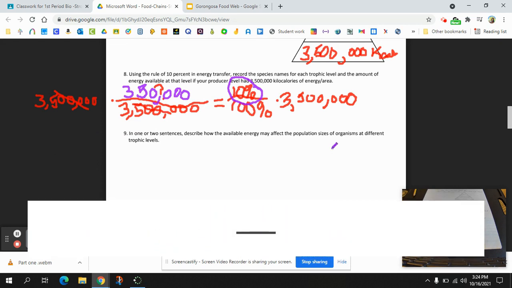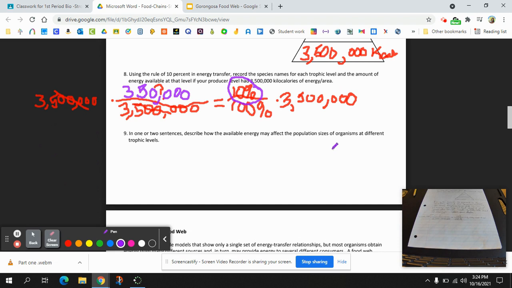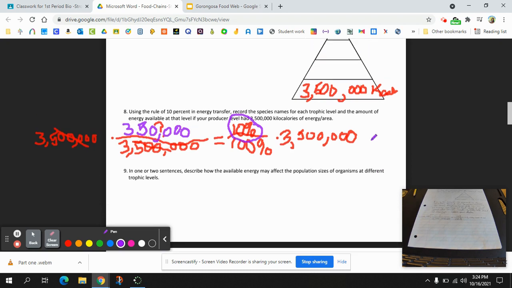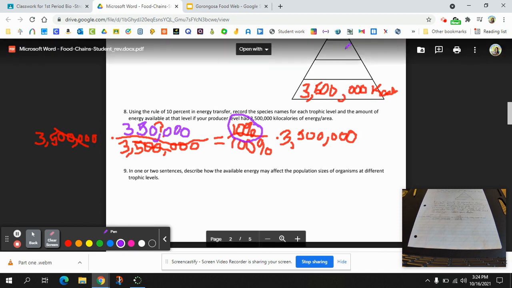Question 9. In 1 to 2 sentences, describe how the available energy may affect the population size of organisms at different trophic levels. With this question, think about if there is less energy for producers, how might it affect that top trophic level that is only receiving 0.1% of the energy from producers?